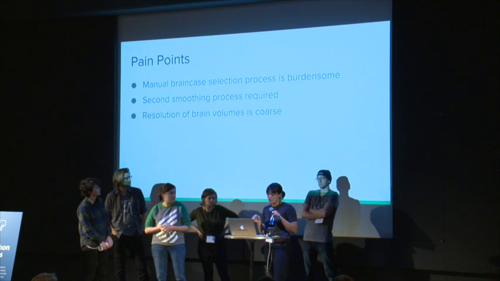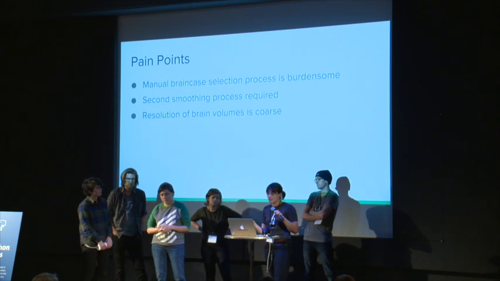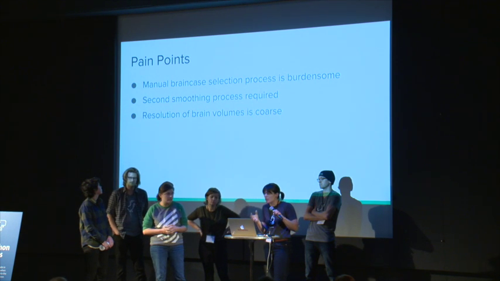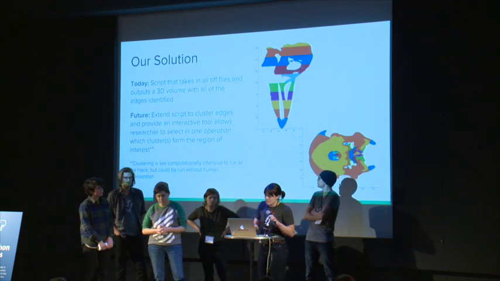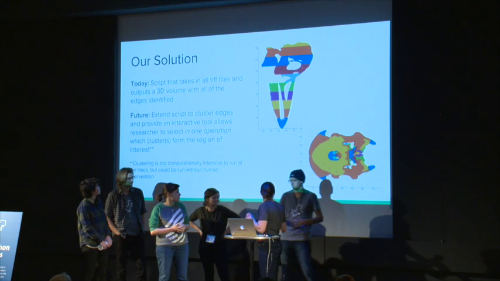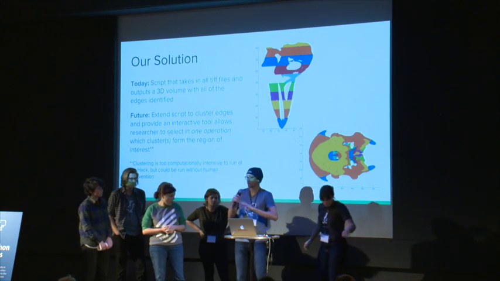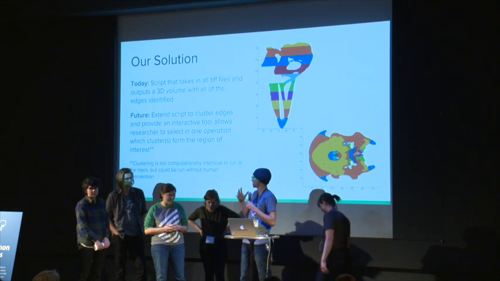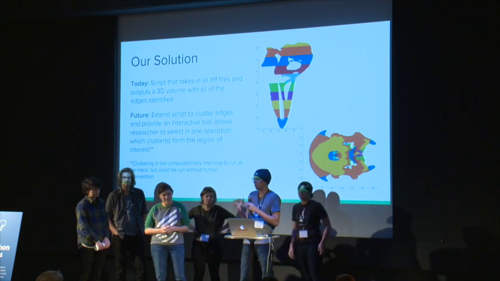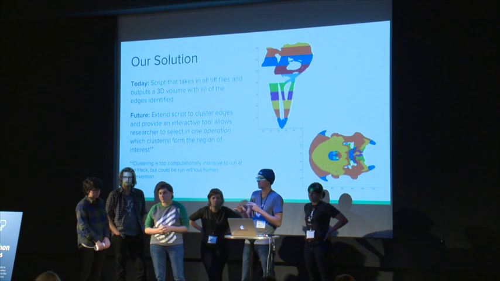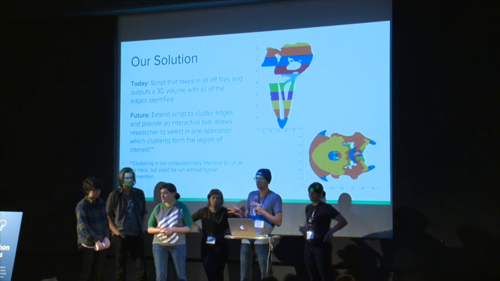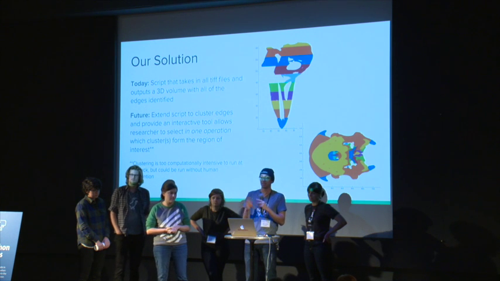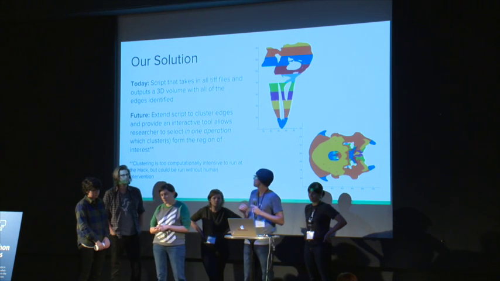It's heavily manual, very burdensome. They have this extra smoothing process that's required, and the brain volumes that they're getting out of it are still kind of coarse. So like we said, we'd like to make this entire process of taking these CT scans of skulls and identifying important parts of them completely automatic. We want to take out as much effort from the paleontologist as possible so they can go through an entire database of tons and tons of these scans that you've seen this afternoon.